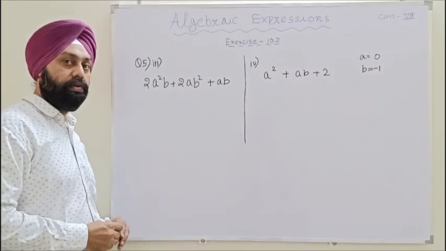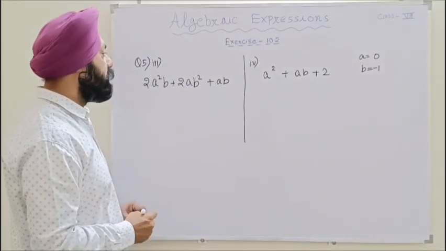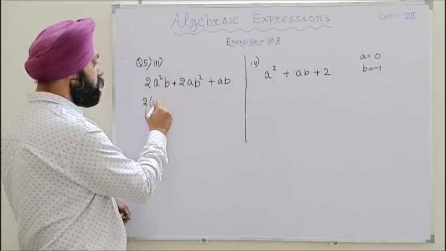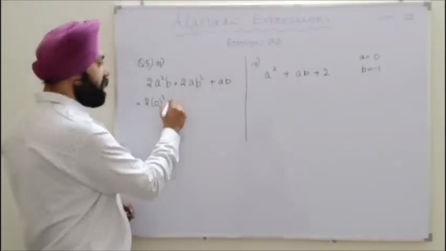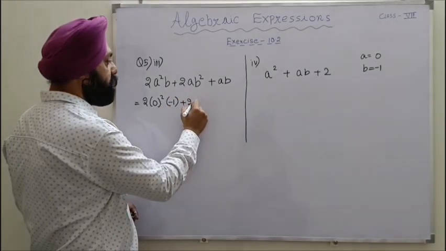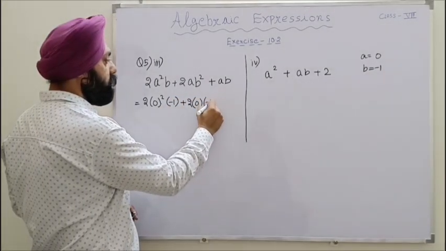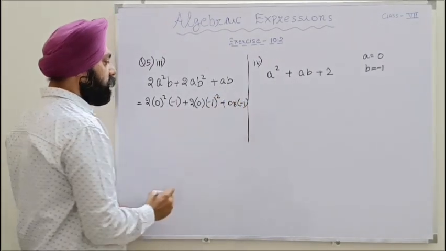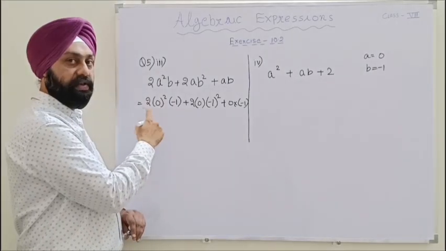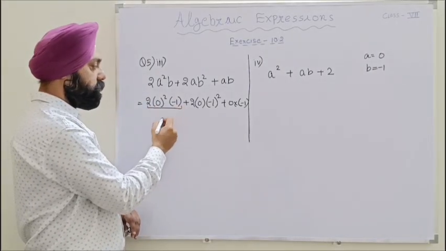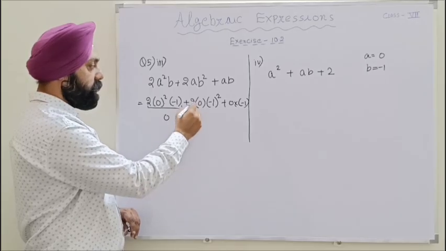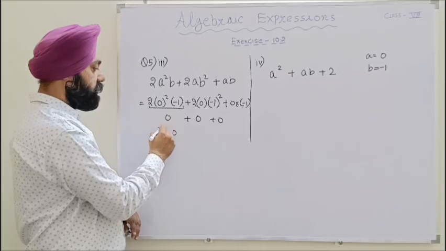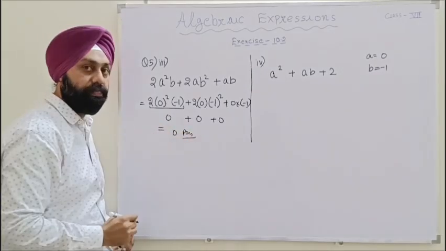So moving on to question number 5, third part. The third part is 2a square b plus 2ab square plus ab. So again putting the value of a as 0, b as minus 1, and 2 times minus 1 square, and 0 into minus 1. So again 0 into anything will give 0. So the answer of this whole multiplication will be 0. Again this is 0 and again it is 0. So the final answer is 0 for this part.